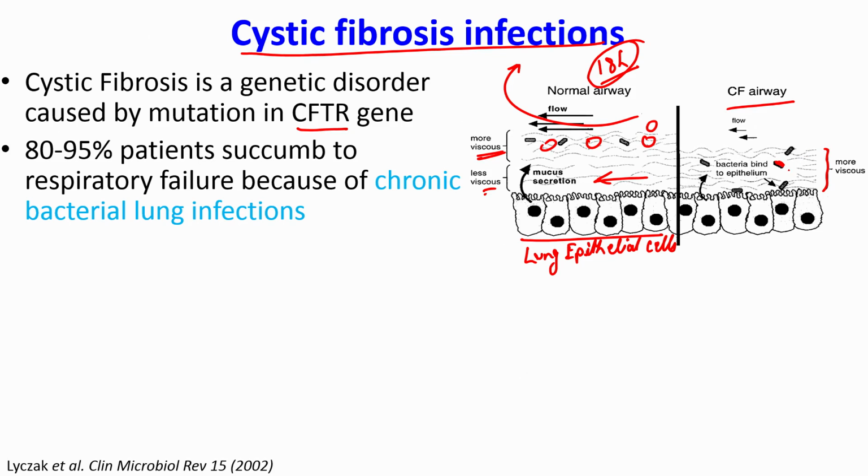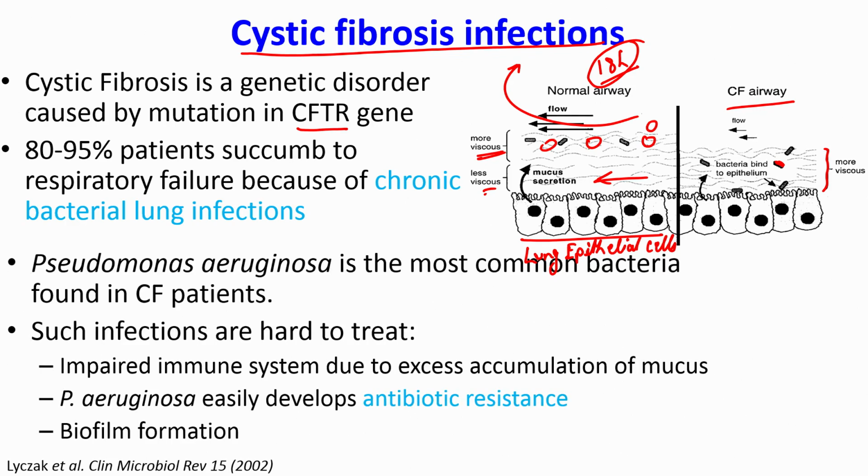So, in general about 80 to 95% of the patients die because of respiratory failure, because it is caused by these chronic bacterial lung infections, which cause inflammation, more and more immune cells come, they keep on destroying the surrounding tissue, and that causes more mucus secretion, more disturbance of homeostasis, and airway blockage. So, eventually the patients just die because they cannot breathe very well.